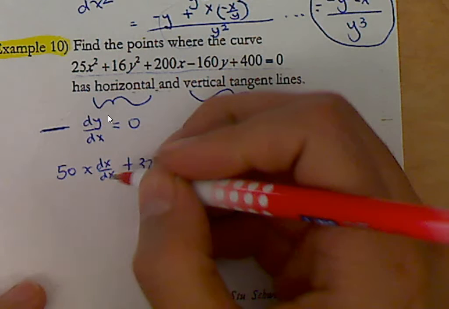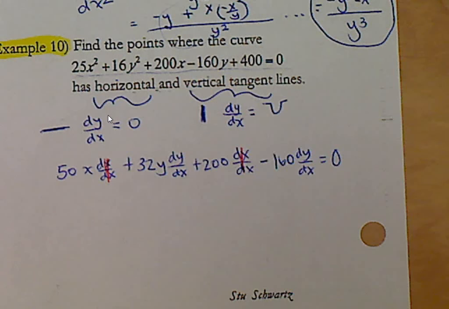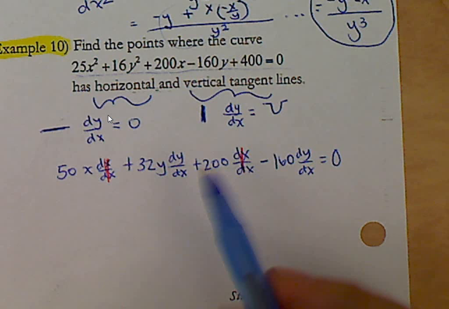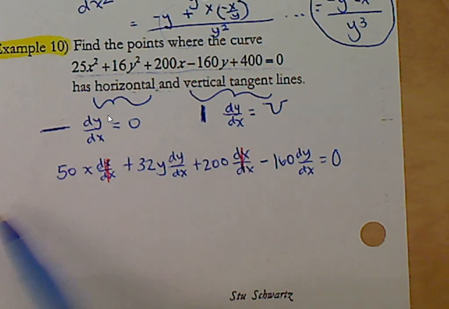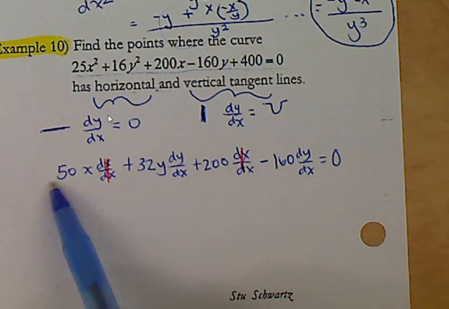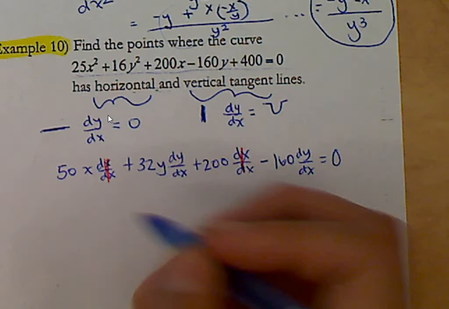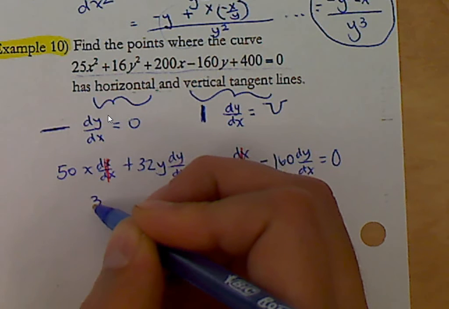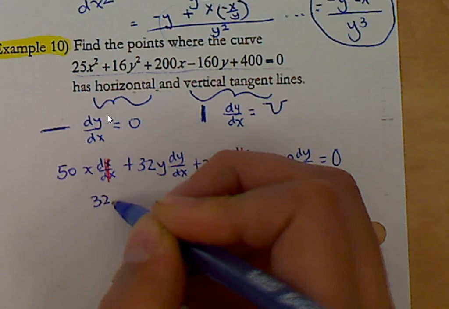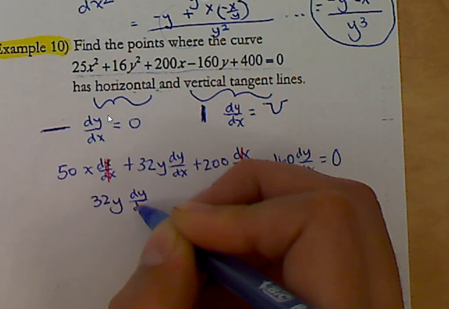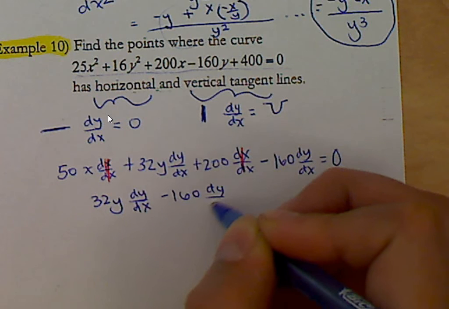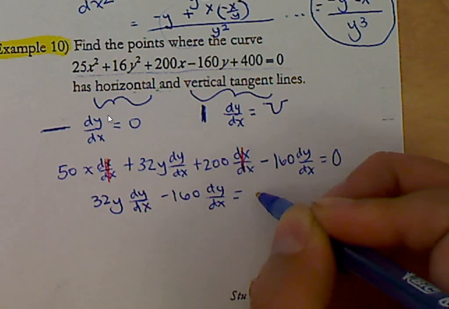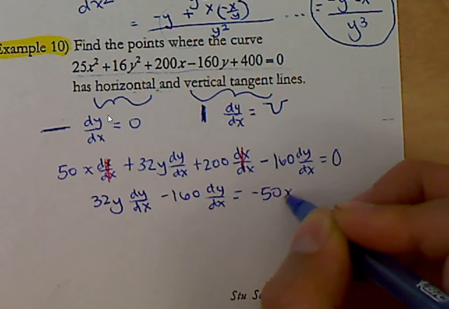My dx dx's go away, and then I need to solve for my dy dx. So anything without dy dx I'm sending to the right hand side. So this 50x and the 200 I'm going to subtract over there. So I'm going to have 32y dy dx minus 160 dy dx equals negative 50x minus 200.